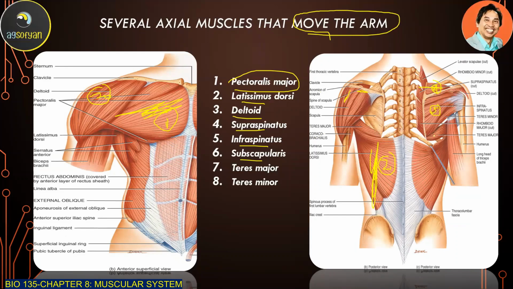And then it's going to be difficult to see the suprascapularis, teres major and teres minor. So this is teres major over here, and this is the teres minor muscle. So these muscles, and with other muscles, of course, will move our arms.